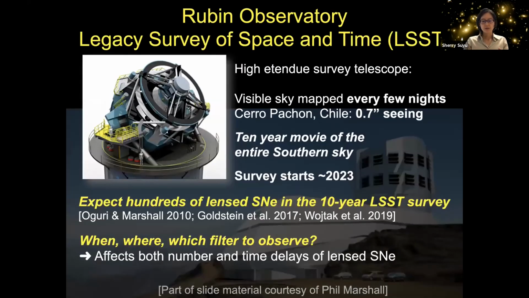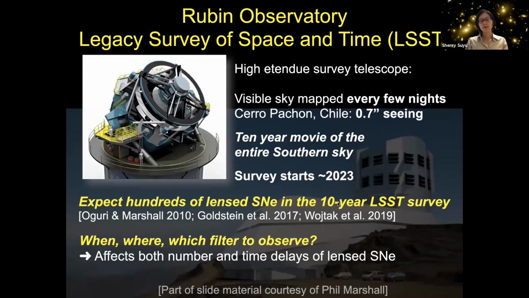Now from the HSC and the Pan-STARRS survey, we just need to wait for one of them to explode in ZTF, but the chance of that occurring is actually quite low because ZTF is a rather shallow survey. So to really get lensed supernovae, we need the Rubin Observatory Legacy Survey of Space and Time, LSST. LSST is a high étendue survey telescope. It's going to sweep the entire southern sky every few nights for 10 years, and the expected start date is around 2023. From various studies and forecasts, we expect to have hundreds of lensed supernovae in the 10-year LSST survey.